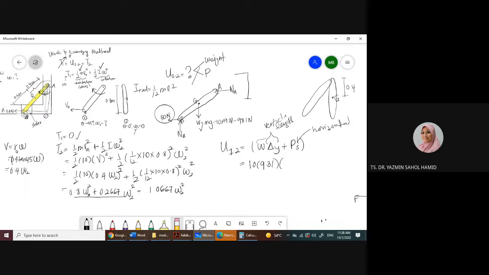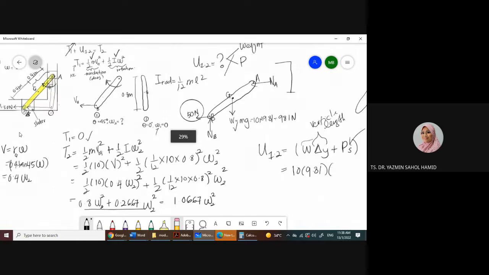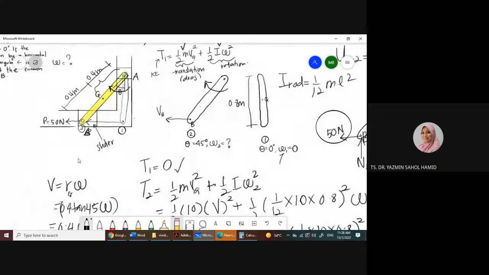Let's do the easy one first so you understand. Have a look at the force P. Originally it was at position 1, then it moves to position 2. So you need to find this length. What is that length? That length will be 0.8, right?